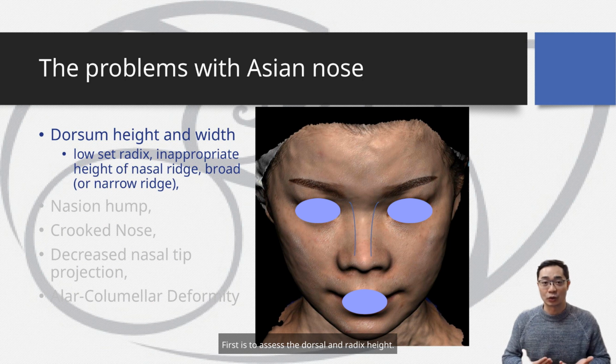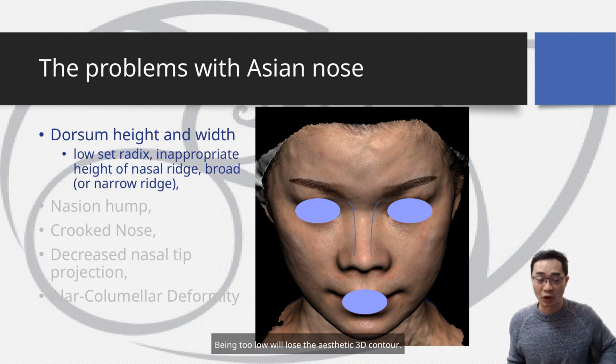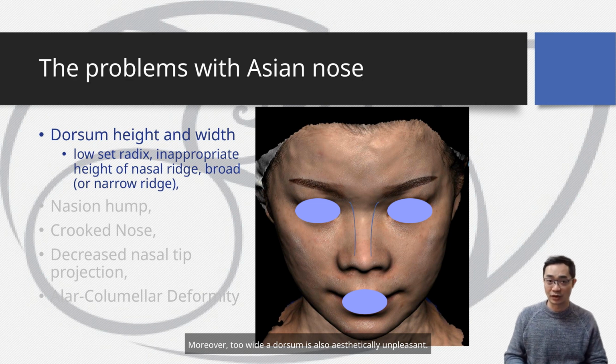First is to assess the dorsal and radix height. Being too low will lose the aesthetic 3D contour. Moreover, too wide a dorsum is also aesthetically unpleasant.